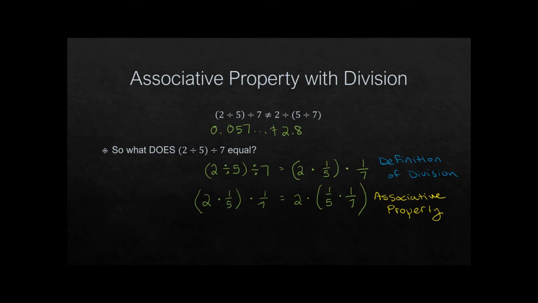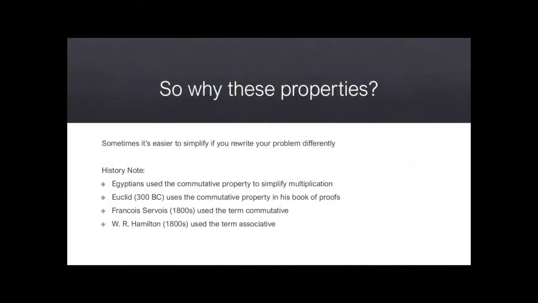And if I wanted to, I can convert things back to fraction or back to the division symbol. But my point is that sometimes using these rules puts it in a way that's a little bit easier for you to work with. So why do we have these properties? Because it's easier sometimes to simplify if we rewrite the problem differently. Sometimes it might look really complicated, but if you start using these rules, you can put it in a simpler form.